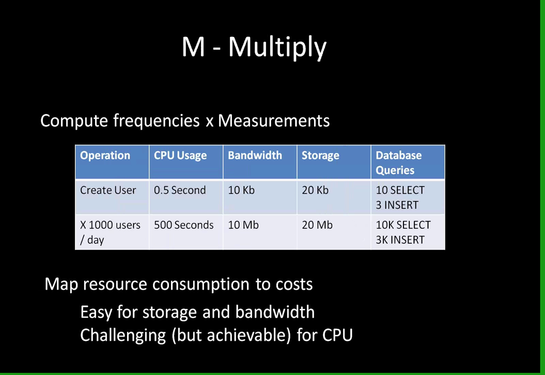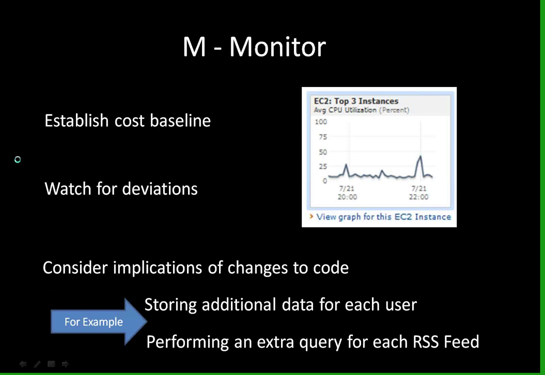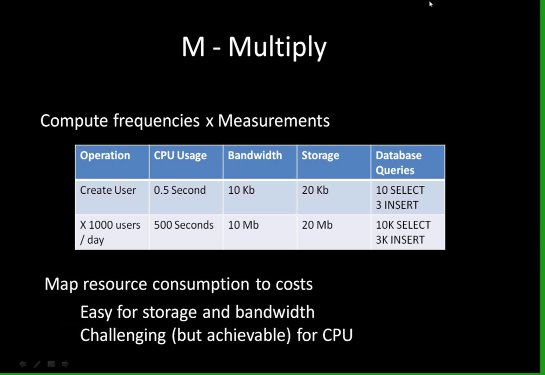Once we have those basic frequencies and we've made those measurements, we can go to the next phase, which is multiplication. So we're simply taking the frequencies and multiplying by the measurements. For each of these different operations, if we're doing create user, we can then multiply the basic resource usage of each of these by the actual frequency with which they occur.